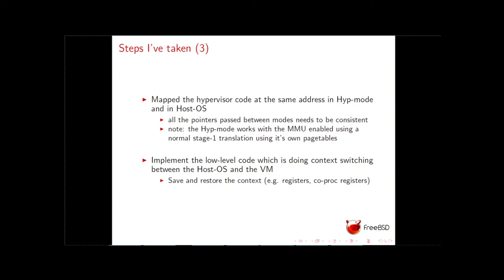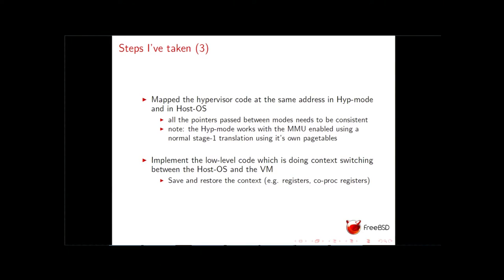After that, we implemented the low-level code, which is doing context switching between the host OS and the virtual machine. When the host OS wants to run the virtual machine, it sends a hypervisor instruction, and in the hypervisor instruction, it sends the address of the VM run. We end up in hypervisor mode. In hypervisor mode, it executes the VM run function.